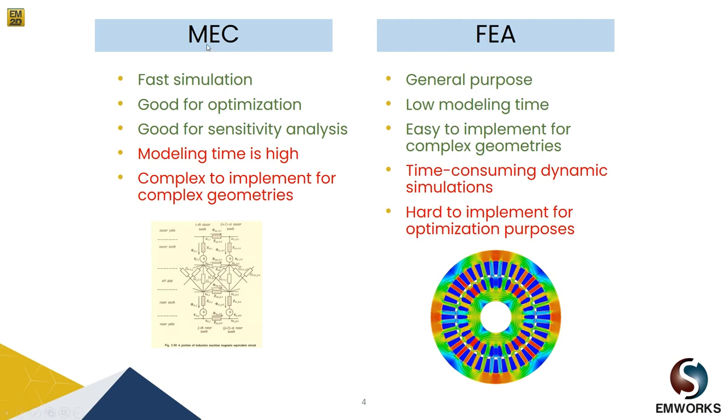In comparison with the magnetic equivalent circuit method, in the finite element method, the modeling time is low, right? Because the finite element method is a general purpose method. You can draw any geometry and analyze it, right? So no matter what the geometry of the motor is, you generate the geometry, apply proper boundary conditions, and solve the problem.